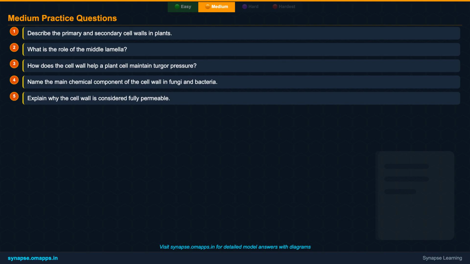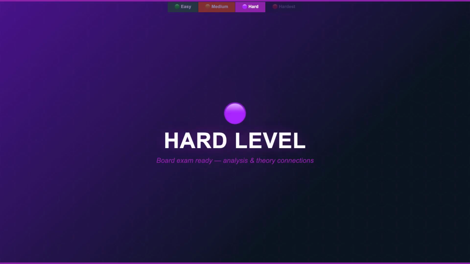Name the main chemical component of the cell wall in fungi and bacteria. And 5. Explain why the cell wall is considered fully permeable. Take your time to formulate comprehensive answers. Ready for a deeper dive? We'll now analyze the intricate details of the cell wall, its diverse chemical makeup, and its profound physiological importance.